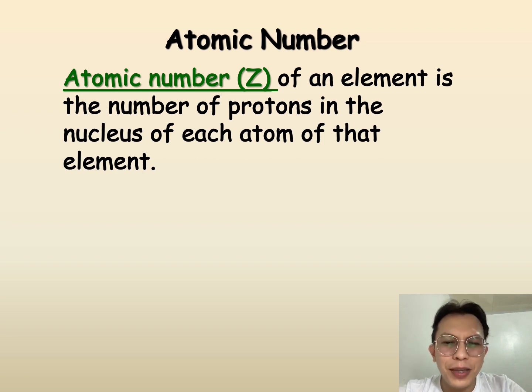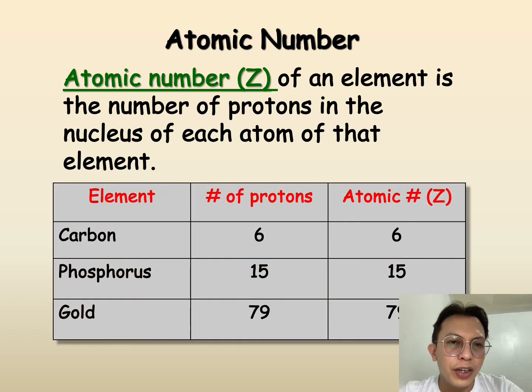Alright, so what is atomic number? That's the Z. It is the number of protons in the nucleus of each atom of that element. So for example, carbon, the atomic number is 6. That means it has how many protons? 6 also. Phosphorus has 15 protons, gold has 79 protons.